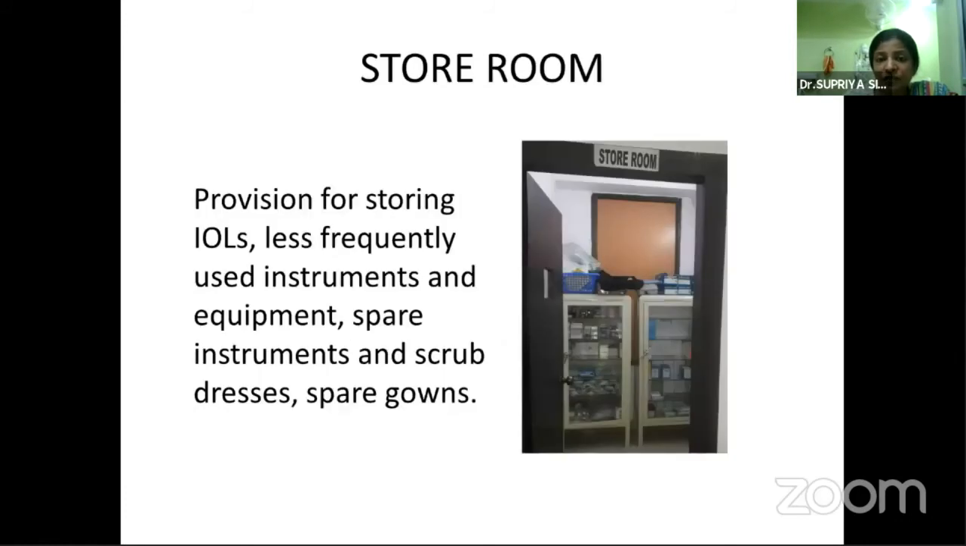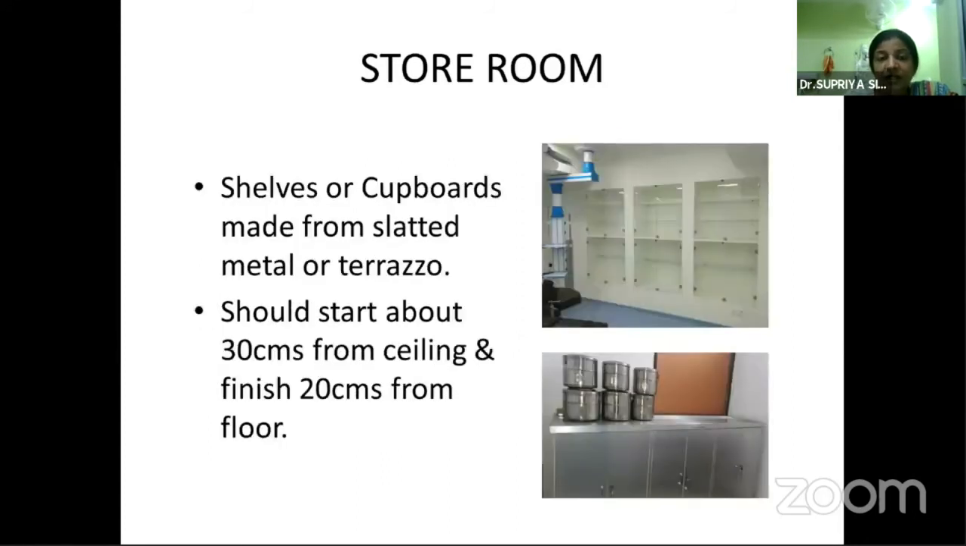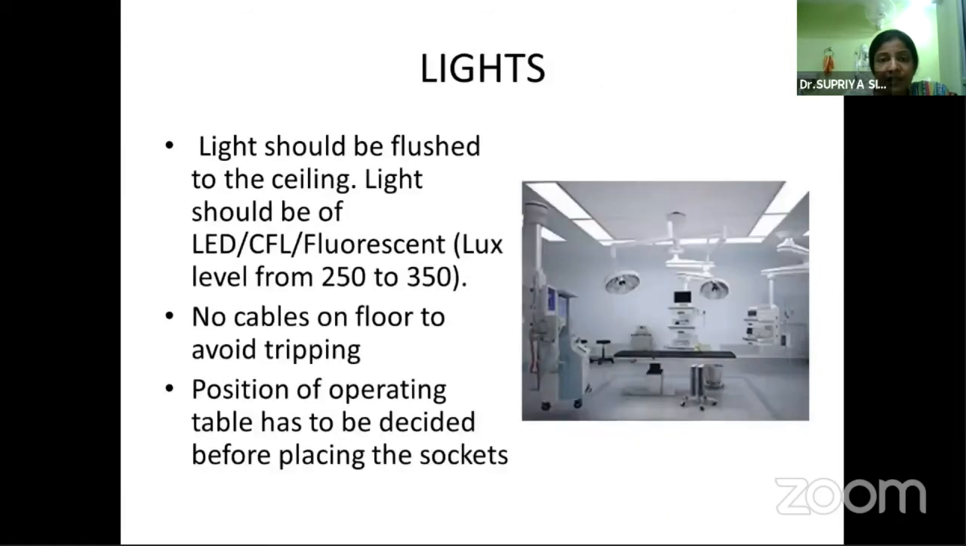There should be a provision for a storeroom for storing intraocular lenses, less frequently used instruments, spare instruments, scrub brushes, and spare gowns. Ideally, the cupboard should be made up of stainless steel and shelves should be made up of glass inside the wall. But if this arrangement is not feasible, then the extra shelves can be made from either slotted metal or terrazzo. These shelves should start at least about 30 centimeters from the ceiling and should finish about 20 centimeters from the floor to prevent dust from accumulating on these items.